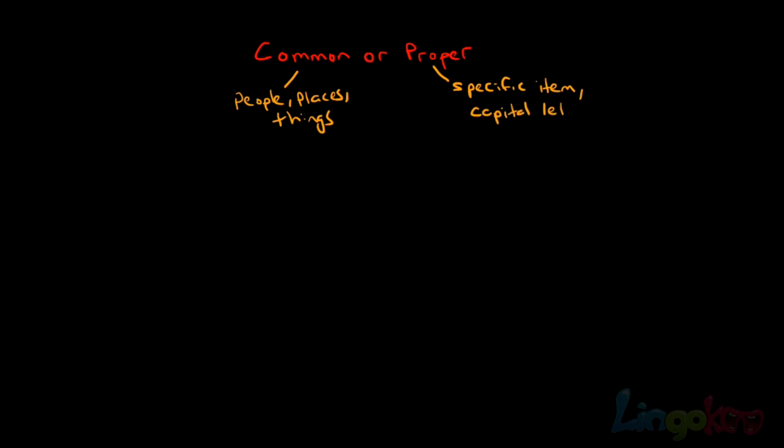So let's look at common and proper nouns. A common noun is like people, places, and things, and a proper noun refers to a specific item and will always be capitalized. So let's look at some examples. A common noun would be superhero. But a proper noun would be Wonder Woman. So one is just more general, and the other one is more specific.